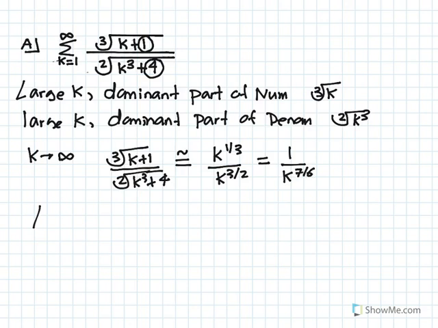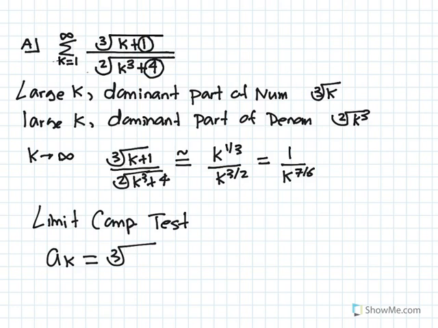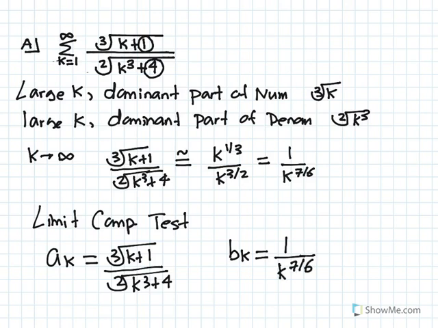So we should apply the limit comparison test with a_k equal to third root of k plus 1 divided by second root of k cubed plus 4. This is the general term of our given series, and our comparison series will have a general term b_k equal to 1 divided by k to the 7/6, which is incidentally the general term of a convergent p-series, because p is equal to 7/6, greater than 1. All right, so let's apply the limit comparison test.